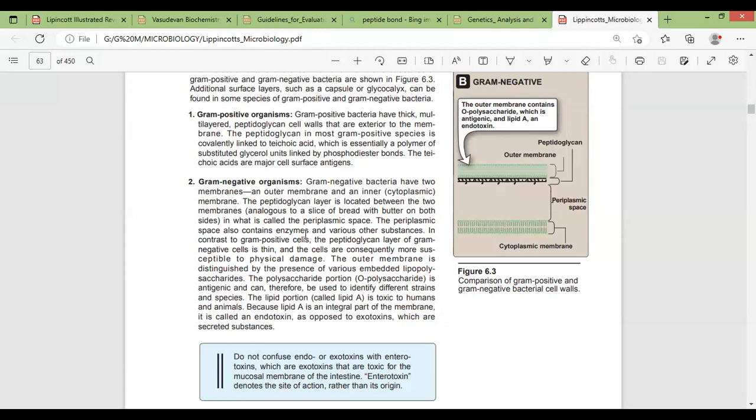So here is the point I mentioned, that the periplasmic space contains enzymes and other substances. Then here we already say the peptidoglycan layer in gram-negative is thin, and the outer membrane is distinguished by the presence of the lipopolysaccharide, LPS. Now the lipopolysaccharide tells us lipid plus a polysaccharide. The lipid is lipid A, then the polysaccharide is this O polysaccharide. So when you ask which one has a lipopolysaccharide, between positive and negative, that is negative.